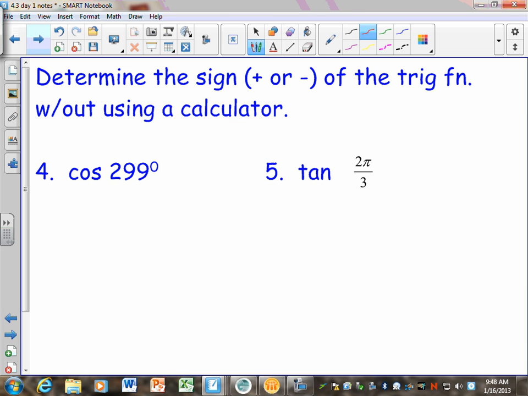Determine the sign, positive or negative, of the trig function without using a calculator, which means I don't want to know the answer. I don't want to know the value. I just want to know, am I going to get a positive answer or a negative answer based on what quadrant I'm in? That's for the radian. And that's where if you are able to figure your radians, that's going to be helpful. Can you convert? Yes. Can you convert without a calculator? Yes. You can do some arithmetic. But if you become familiar with those trig functions, those radian values, you don't have to do as much work.